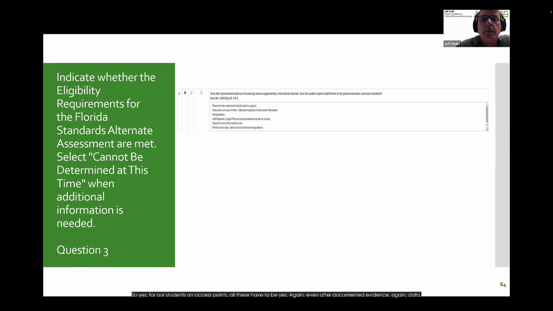Again, even after documented evidence, again, data, supplementary aids and services. Please know that when you're talking about supplementary aids and services, a lot of people, I'll give you the example of a highlighter. A lot of people want to figure out, what is a highlighter? Is that an accommodation? Is it a modification? Is it a supplementary aid? And the answer is yes. It is all. It depends on how you use it.